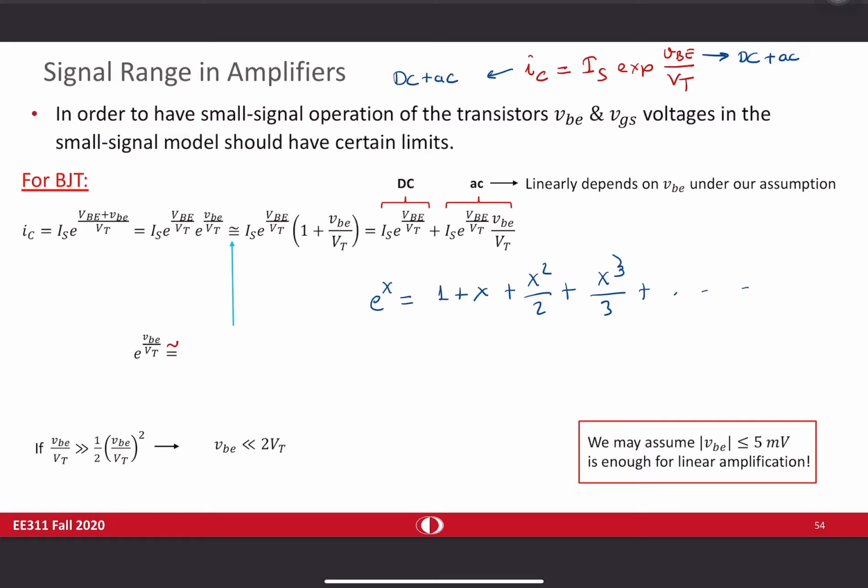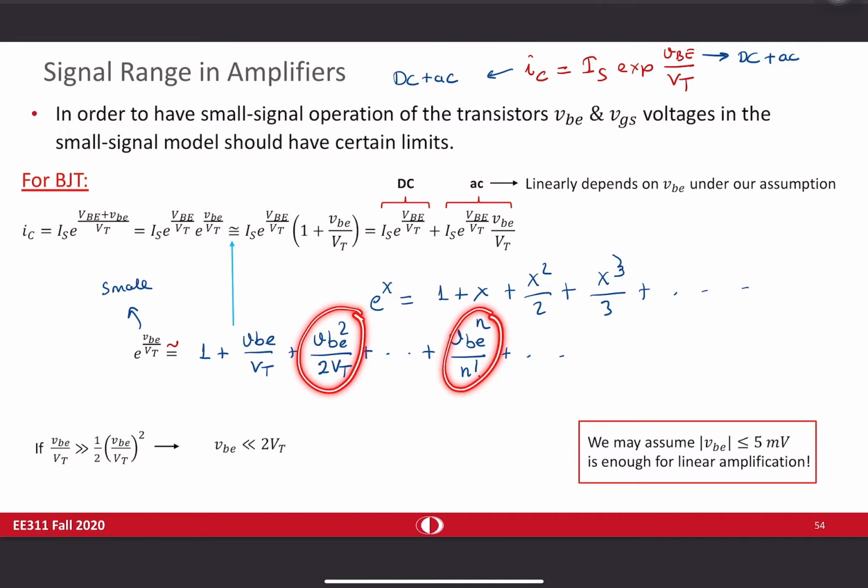And in that case, this value will be equal to 1 plus VBE divided by VT plus VBE squared divided by 2VT squared, up to VBE to the power n divided by n factorial. So this continues like that. But please keep in mind that VBE is smaller than 1, so it's a small signal. So this is small, which means that VBE squared is even smaller. This term will be negligible.